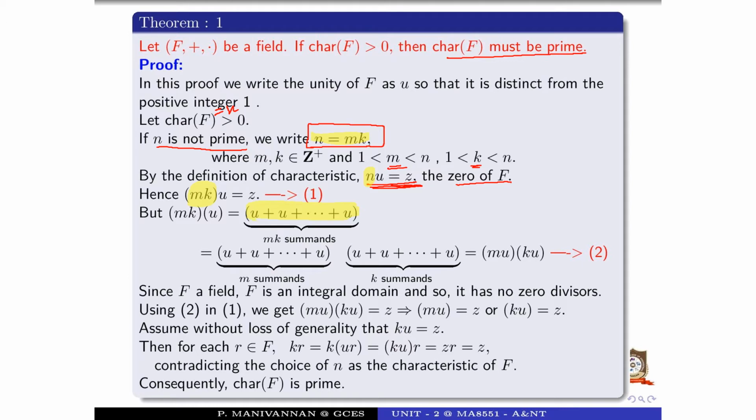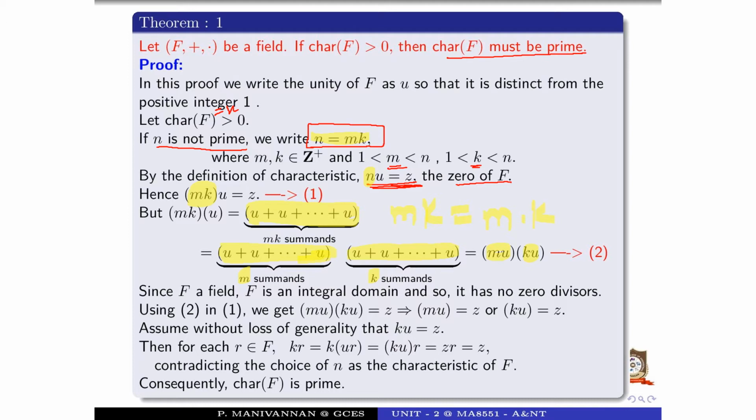It can be rewritten as m times k times u, since u is the multiplicative identity. So we replace this with this multiplication: mu times ku. Sorry, mk times u equals mu times ku. We know that mu equals m, ku equals k. It is equal to mk. So mk equals m times k. Replace this with mu times ku like this.